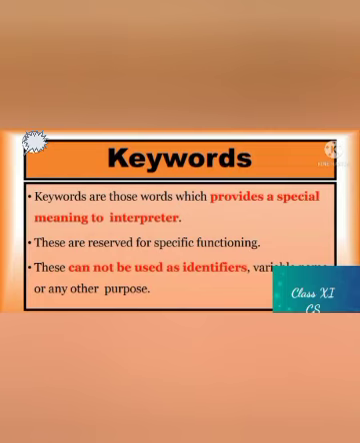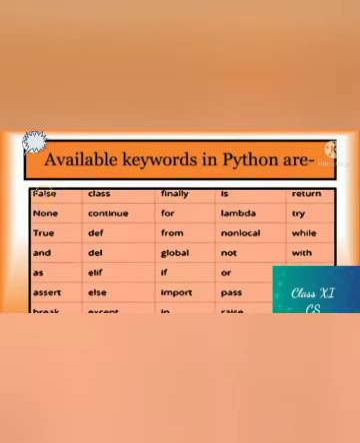These are the available keywords in Python. You can see False, None, True, def, global, not, finally, except, raise, pass, try, return, while. These are some of the keywords available in Python. When you notice this table, you can see False, None and True include capital letters. All the other keywords are in lowercase letters. Only False, None and True have uppercase letters. All others have small letters.